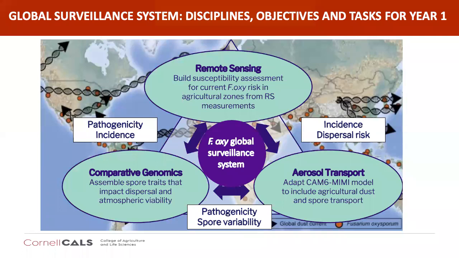The goal for the first year of the project regarding remote sensing is to build a susceptibility assessment for current Fusarium oxysporum risk in agricultural zones from remote sensing measurements. The aerosol transport goal is to adapt an existing model to include agricultural dust and spore transport. And the comparative genomics goal is to assemble spore traits that impact dispersal and atmospheric viability.